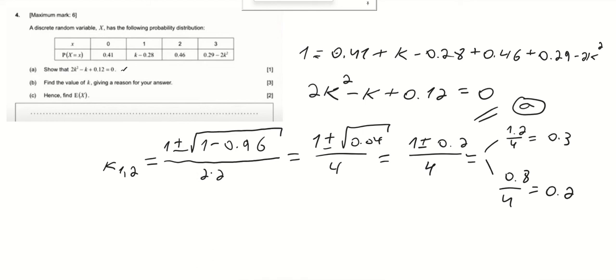Now we have to look carefully and see which of those values can actually be, and if we look here, we see that we have k minus 0.28, which means that if k were 0.2, this value would be negative, which is of course impossible as a probability. Therefore, we conclude that k must be equal to 0.3. This is the answer to B.